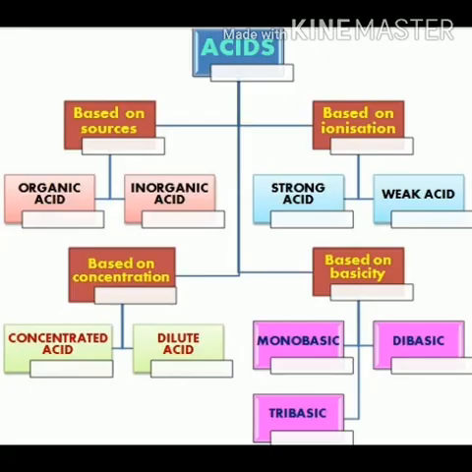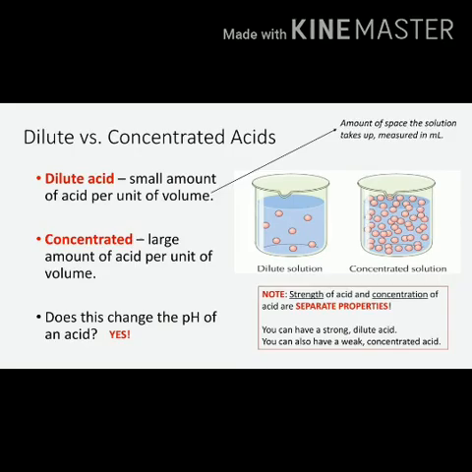The last category is based on concentration. So it is concentrated acid or base and dilute acid or base. Concentration is based on the proportions of solute and solvent present in a solution. So like that, dilute acid or base means a small amount of acid or base in the unit volume of total solution, and concentrated means a large amount of acid or base per unit volume.